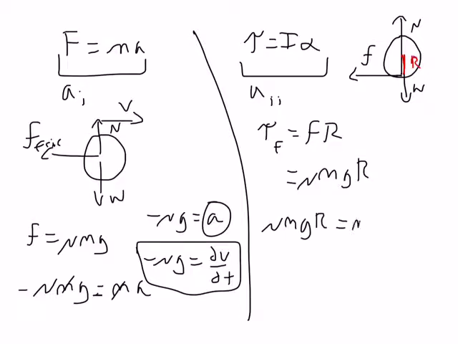So mu mgr equals mr squared alpha. Right? And you notice that I've kept the torque positive here, even though it's sort of in the backwards direction, because this torque would cause the hoop to start rotating in a counterclockwise or positive direction. So I don't have a negative sign in this one. So we can cancel some things. We cancel one mass and one r, and so we're going to divide by r. We're going to get mu g over r equals alpha.